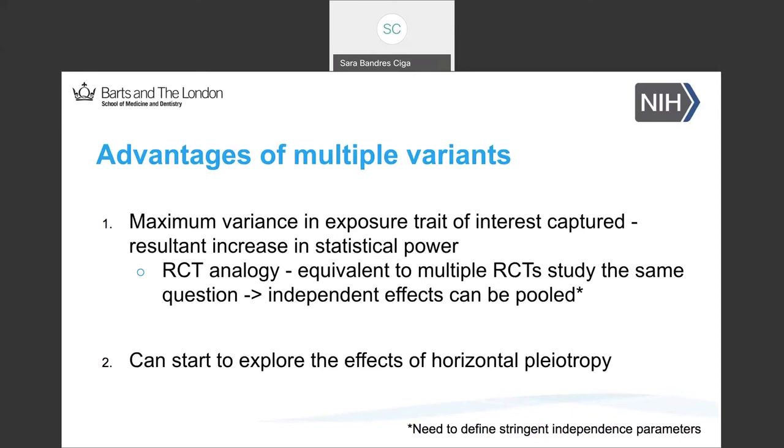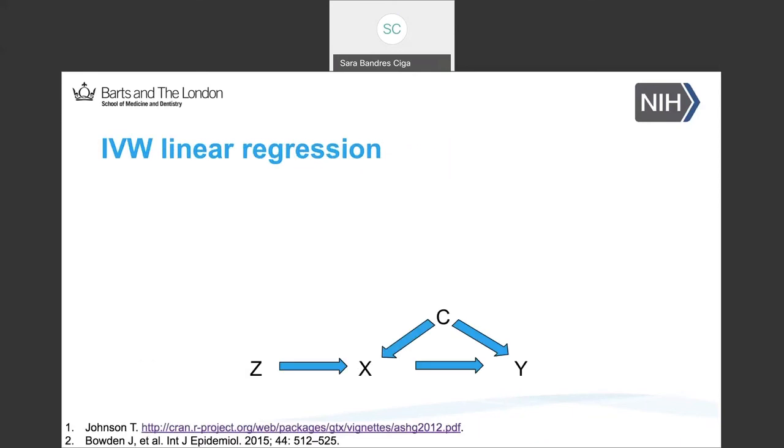Because if you go back to this, yeah, it's here. If you've got a single SNP associated with exposure, which is associated with an outcome, and you've got many of these, the non exposure driven effects, the ones that arise through violation of that third assumption, may all be different for those SNPs. So you can use multiple variants to look at the effects, or the risk, of horizontal pleiotropy. And we can also use traditional meta-analysis methods to pool the effects across these SNPs.